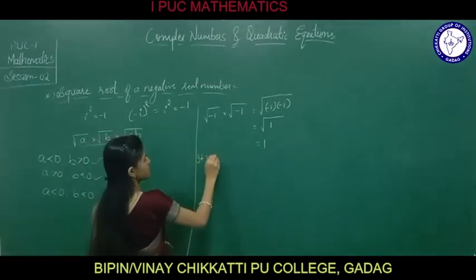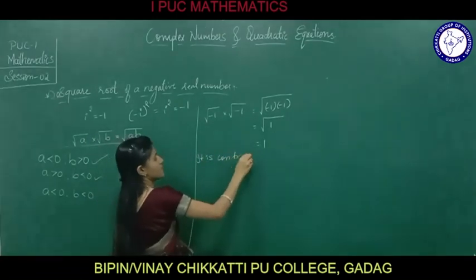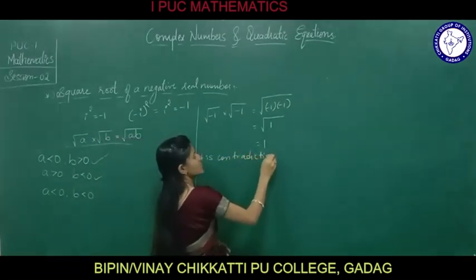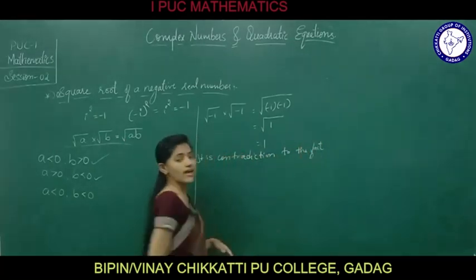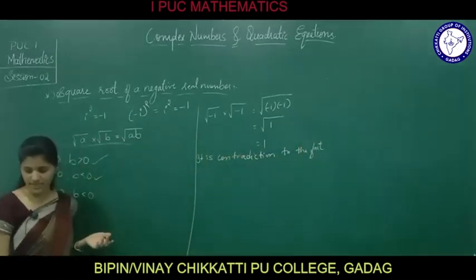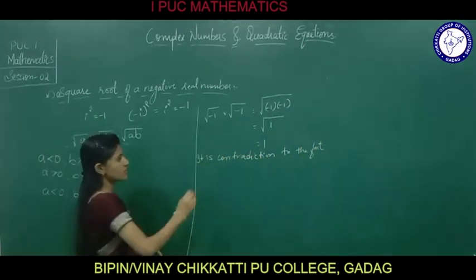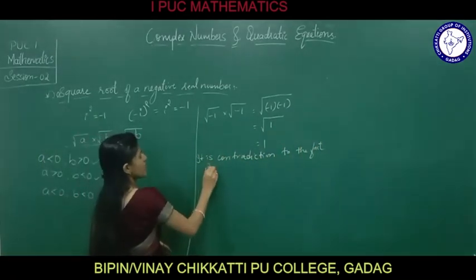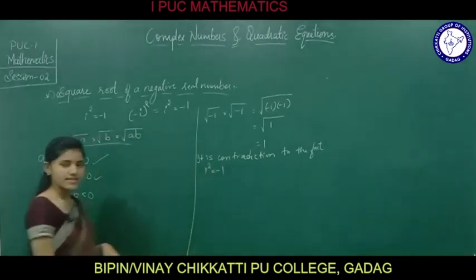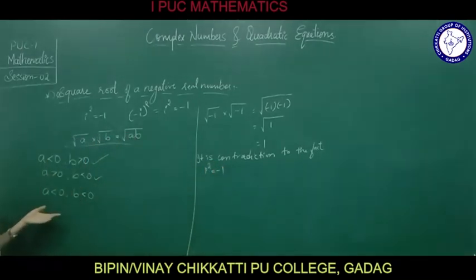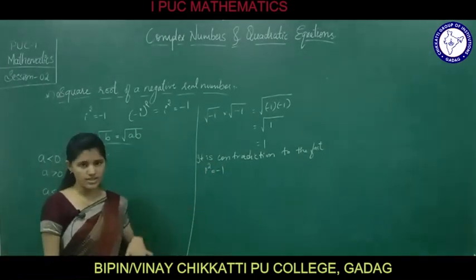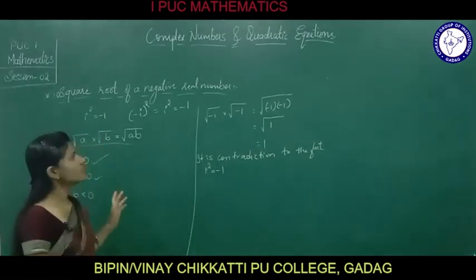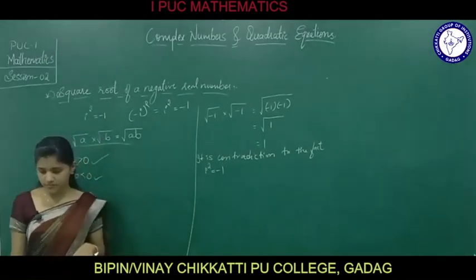It is a contradiction to the fact. To which fact? To the fact that we have considered, that I square is equal to minus 1. Hence we cannot consider A as less than 0 and B as less than 0, since it contradicts this fact. Okay, that is the square root of negative real numbers.